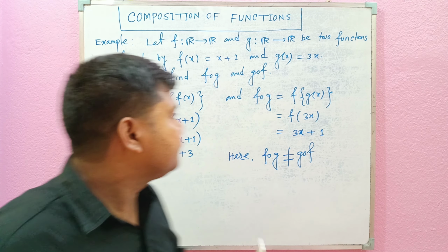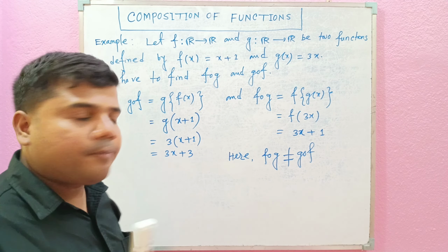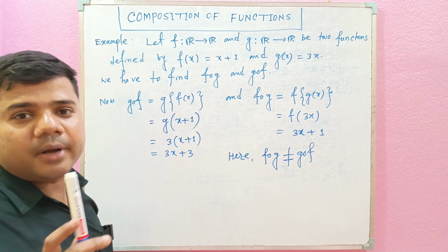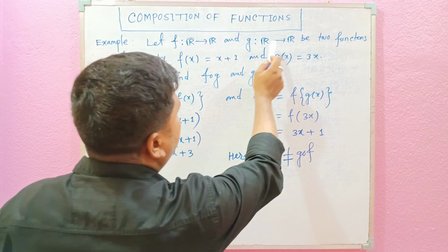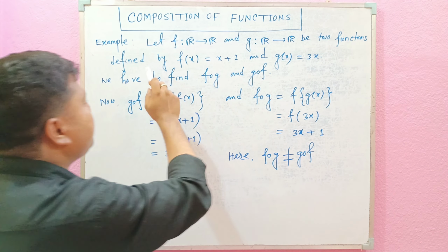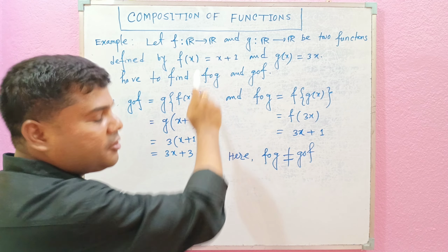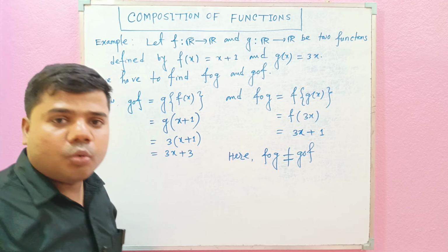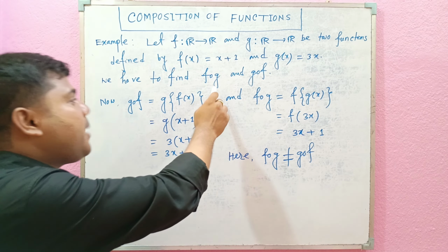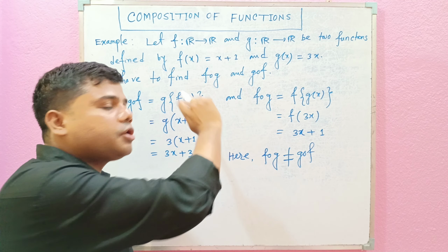For example, let f and g be two real valued functions. f maps R to R and g maps R to R, defined by f of x is equal to x plus 1 and g of x is equal to 3x. We have to find f compose g and g compose f.